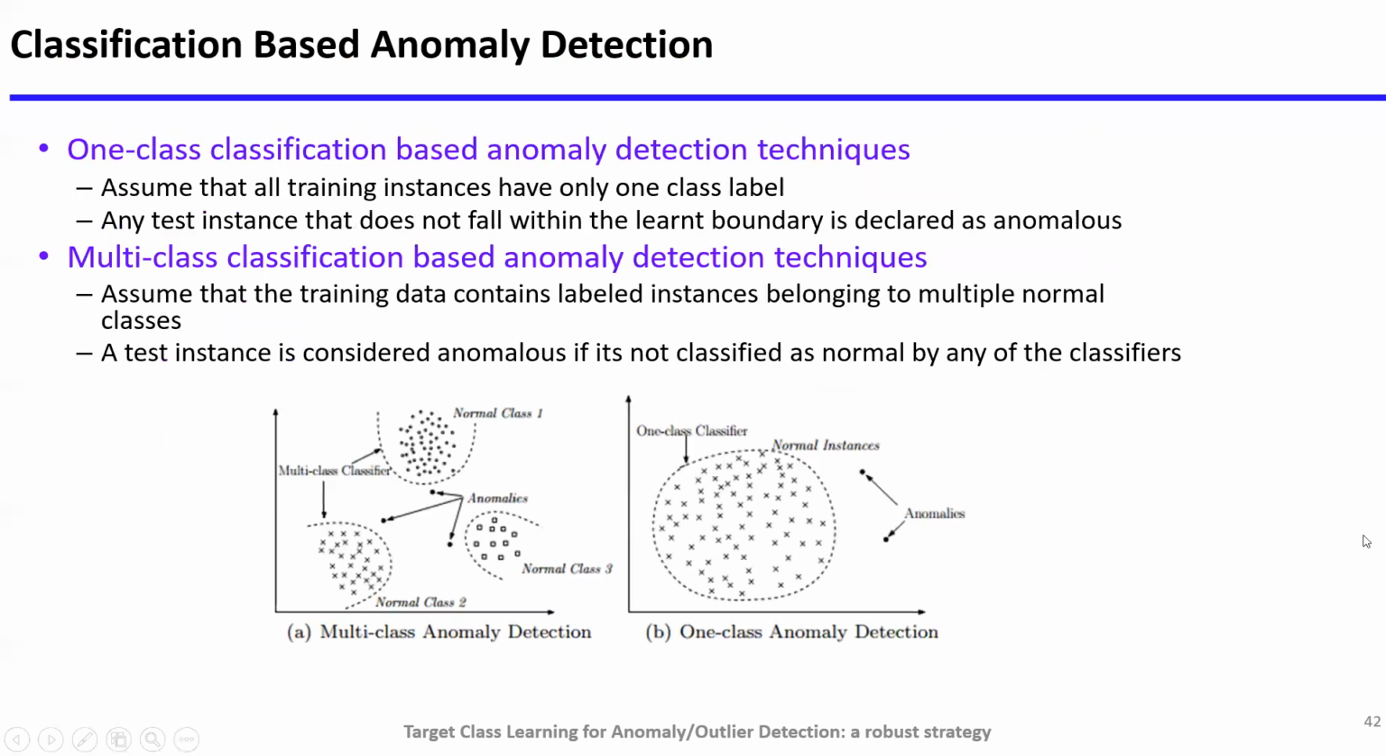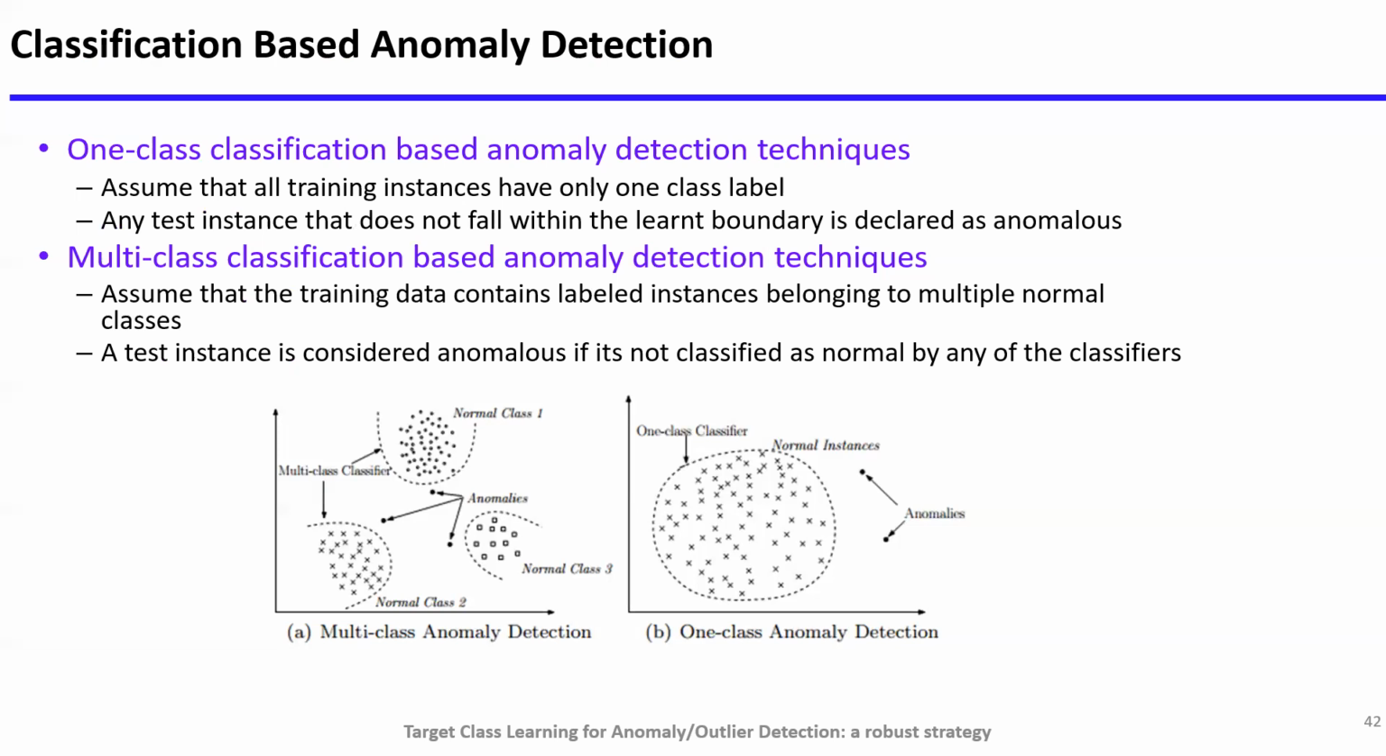So here, as we said, sometimes we are not having samples available from the anomalous class or rare class. In that type of case, we can take the help of one class classification based anomaly detection technique. We will take that in detail in the later part of the tutorial.